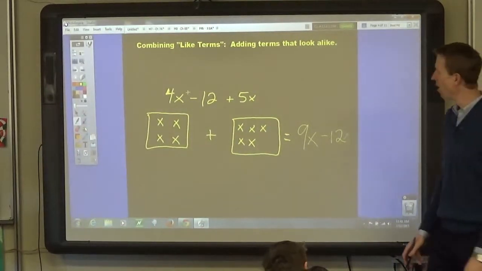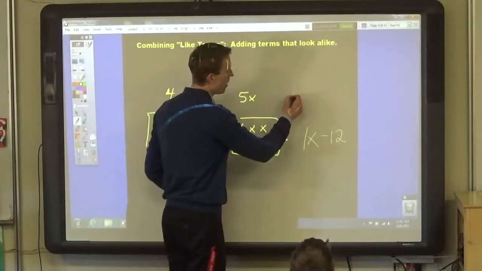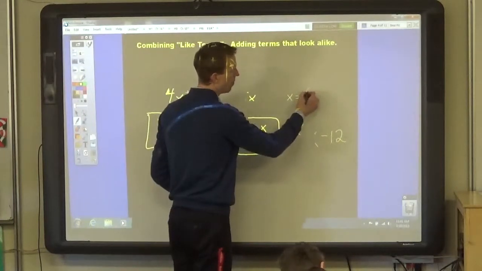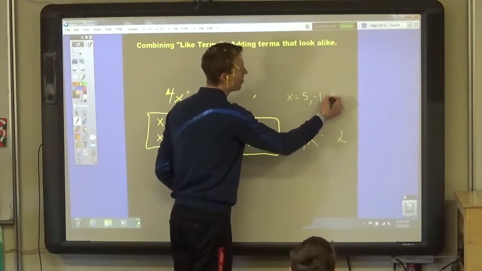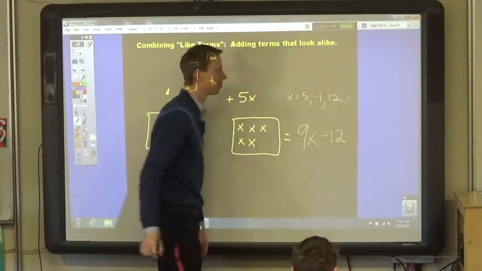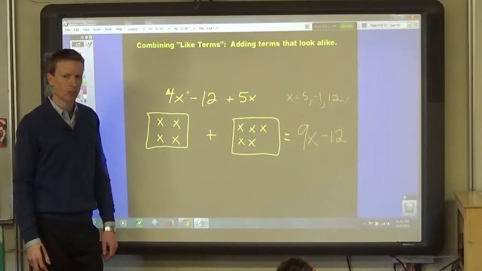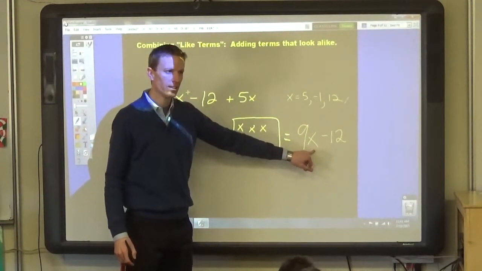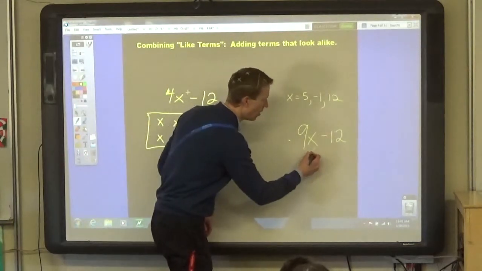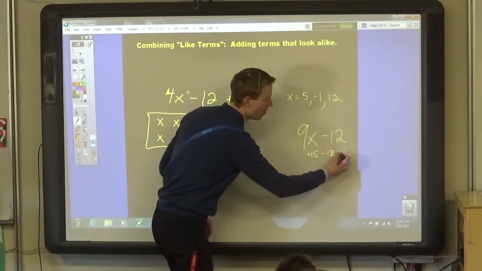Okay? Now, if it says evaluate this expression when x equals 5, -1, and, oh, let's see, 12. So then what would we do? We do all three of the problems. Yep, you do all three. Yep. 9 times 5 is 45. 45 minus 12. That's positive 33.